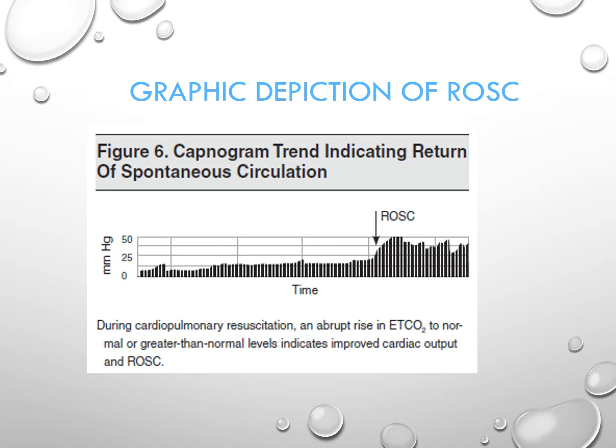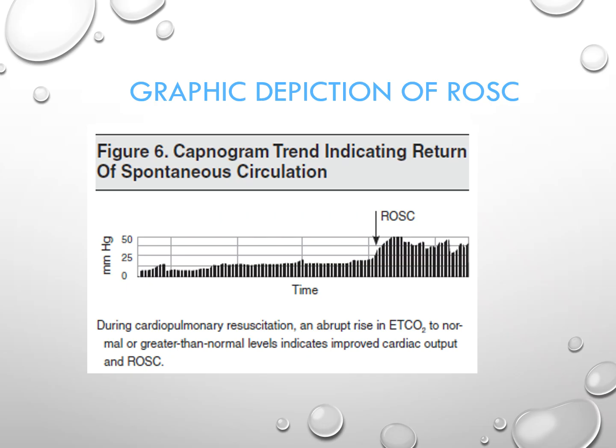This slide is a graphical depiction of what was described in the prior slide. You'll see on the left-hand side of this bar graph that the end-tidal CO2 is in the range of about 10. It vacillates a little bit, but it's in that range of 10 or 12, but it's clearly less than 15.